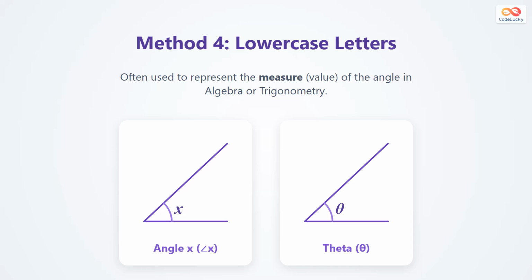Finally, in algebra or trigonometry, we often use lowercase letters or Greek symbols to represent the measure or size of the angle. You might see angle x or the Greek letter theta. These are variables that usually stand for a number we need to solve for.